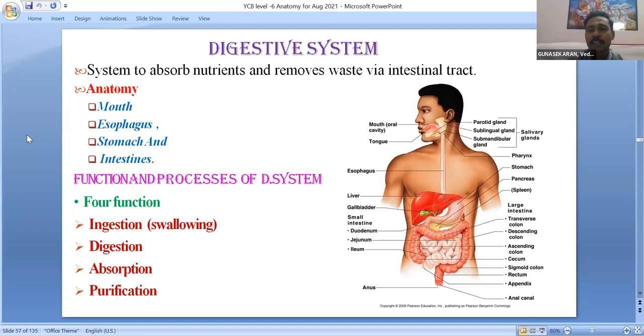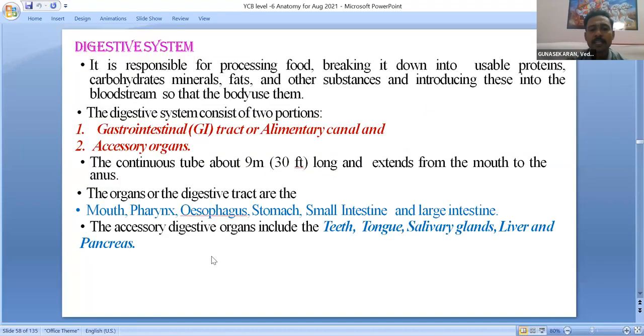Just look at the diagram again. The tract is nothing but the GI tract, the gastrointestinal tract: pharynx, esophagus, stomach, this is the tract. But you see the pancreas, yellow in color, at the backside. Can you see this yellow pancreas? And the liver, gallbladder are outside of the digestive tract, but they are involved in digestion. That's why they are accessory digestive organs. The examiner may expect these key points. Will you remember or not?